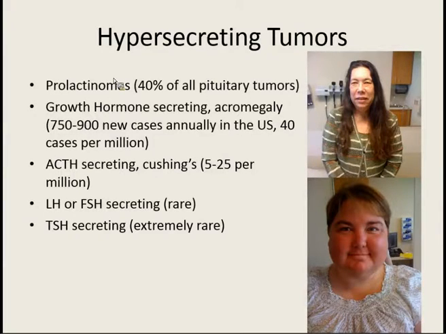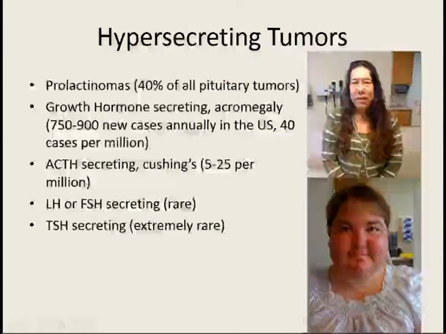There are 750 to 900 new cases in the US of acromegaly, and Cushing's disease 5 to 25 per million. I wind up seeing right around 30 to 40 acromegalic, this is new acromegalic patients per year. I would say that part of our program is a lot more robust than in general across the country, and then Cushing's about half that per year.